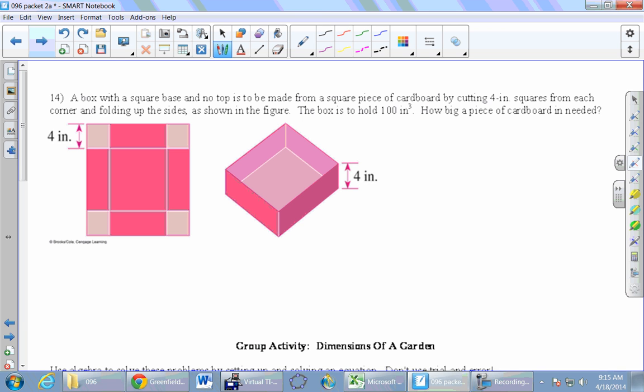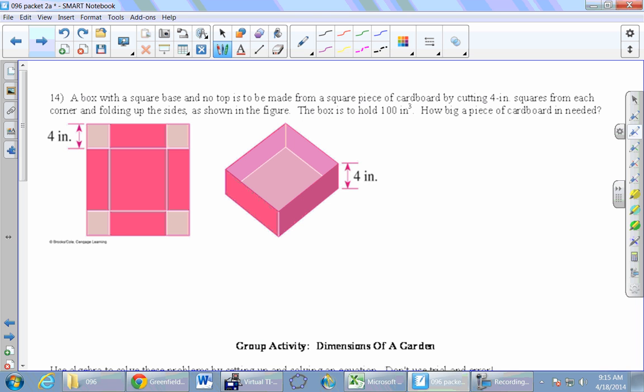All right, so this box is supposed to hold 100 cubic inches, and we want to know how big a piece of cardboard we're going to start with. Would you guys buy that if I started with a bigger piece of paper, I'd have bigger space inside of this box? Smaller paper, smaller space inside. So of all the different papers we could start with, we want to find the one that magically has a volume of 100 cubic inches inside. That's the goal. So let's give this a shot.